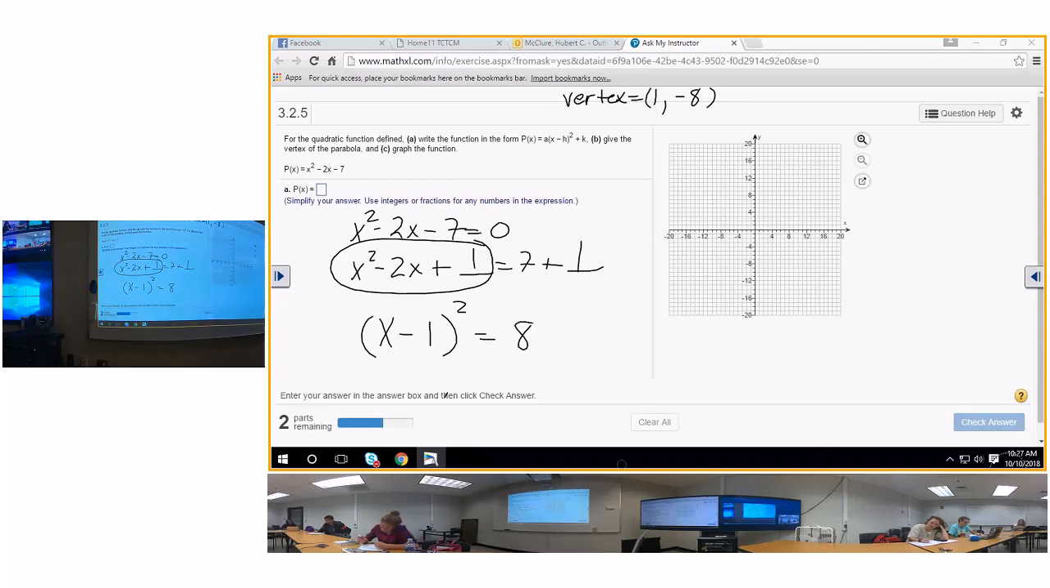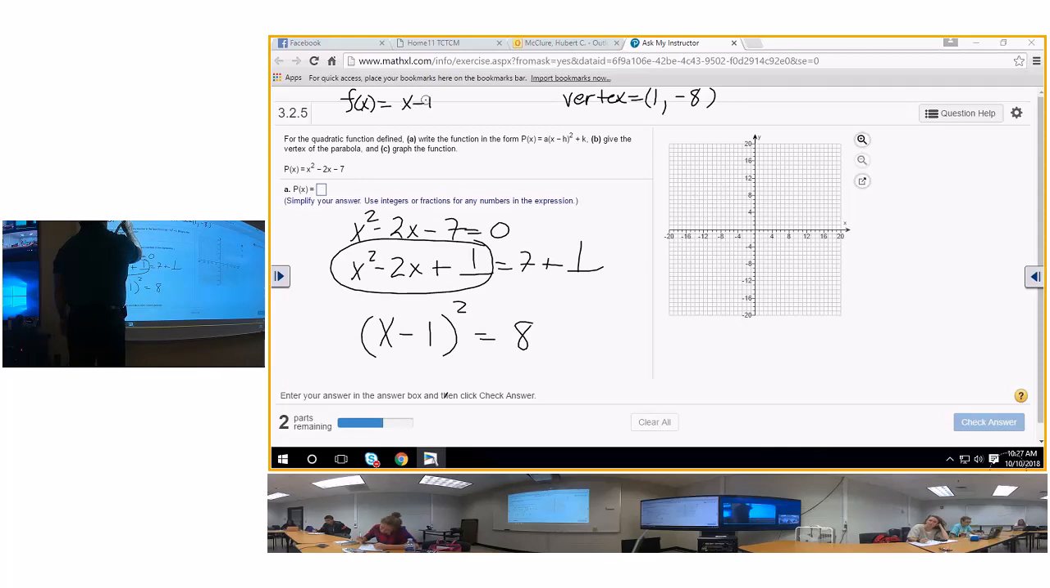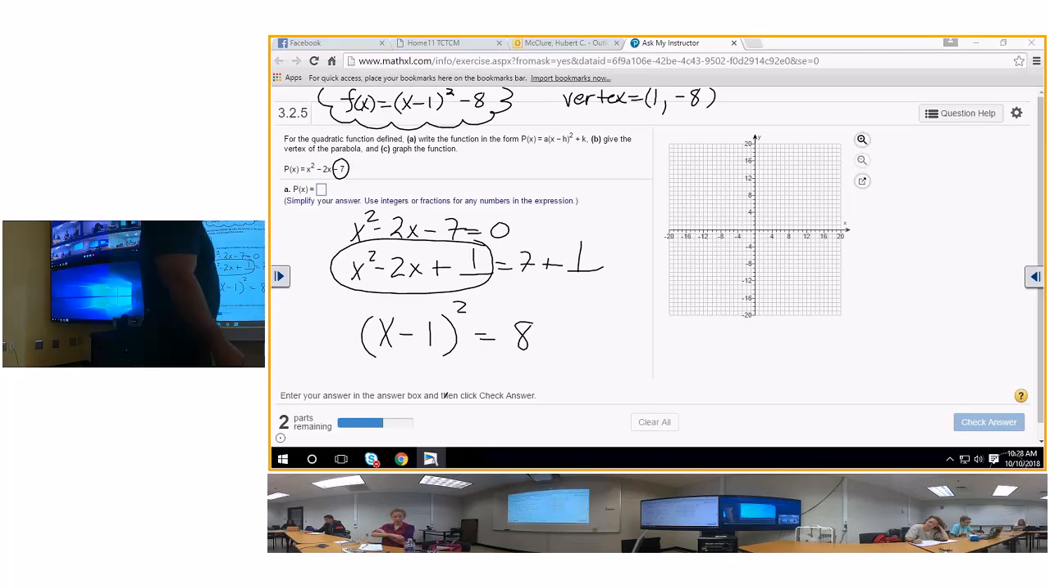You can also write it in vertex form. F of x is equal to x minus 1, quantity squared, minus 8. And remember, I put this in a little cloud because sometimes they will ask you to put it in that form. The y-intercept, we said, is negative 7. So now I just have to find my x-intercepts.